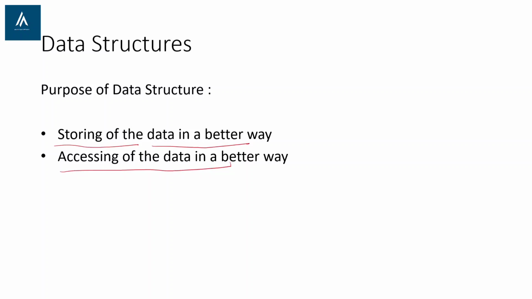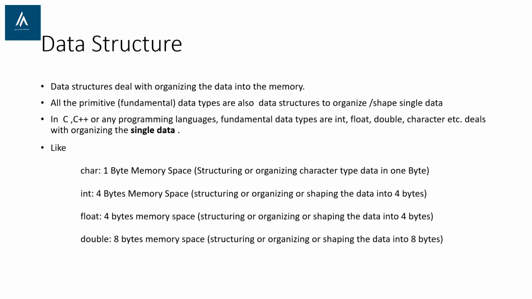All the primitive data types are also data structures, because data is organized in memory in such a way that they deal with only a single data. So you can check here, in C++ or any programming language, fundamental data types are int, float, double, character, etc., which deal with organizing a single data. If I'm talking about the character, it takes 1 byte. If I'm taking integer, that will take 4 bytes.